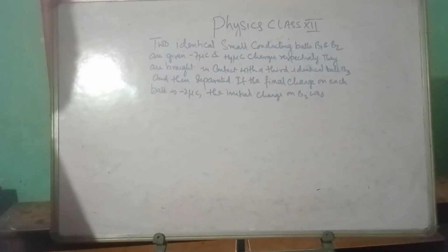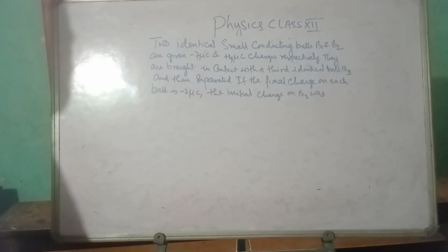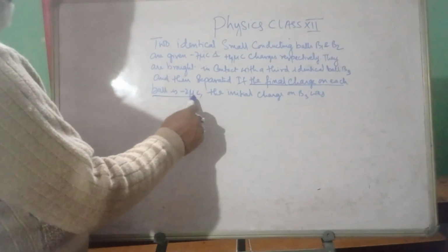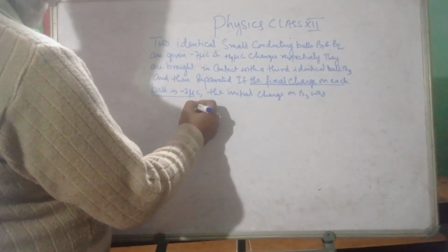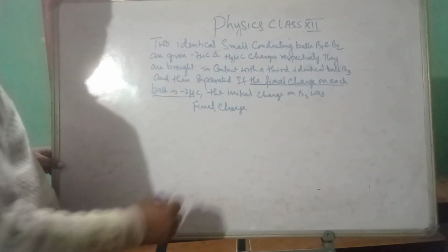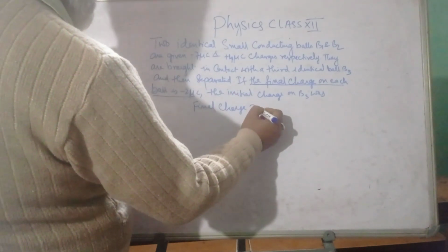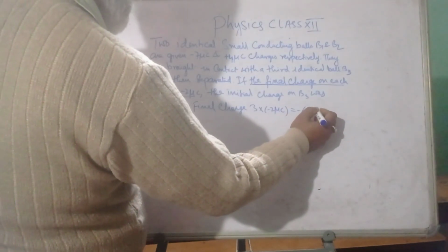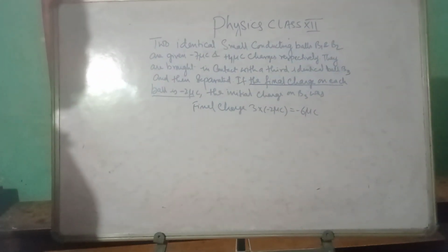The theory is that when all the three balls are brought together, the charge is equally distributed among themselves. So your final total charge will be, there are three balls, so 3 into minus 2 microcoulomb. So this will be minus 6 microcoulomb. So your final charge will be this.